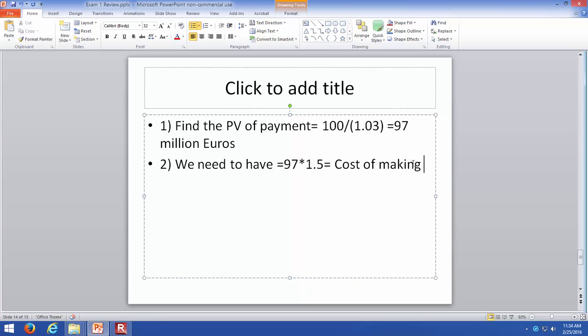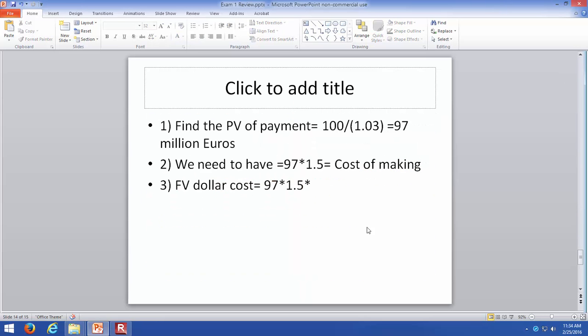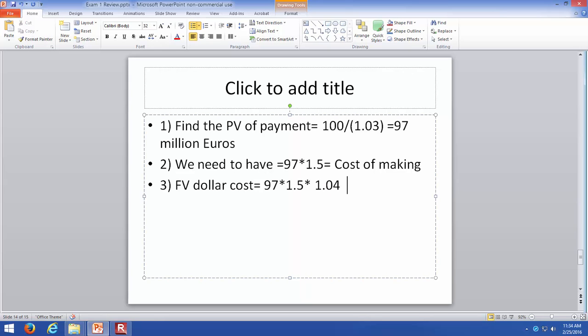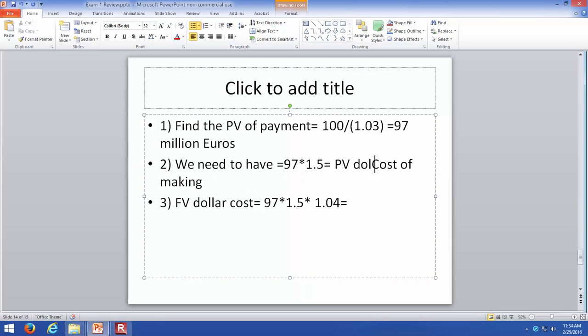Now sometimes the question also asks what the future value dollar cost is. If you are asked to find the future dollar cost, that is going to be 97 times 1.5 times the interest rate in the US, which is 1.04. So this gives you the answer. The first answer is the present value dollar cost, and the second is the future value dollar cost. So you want to be careful about the question. Make sure that you look at the wording of the question. Find the present value of the payment, that is the first step. Find how much we need in US dollars.